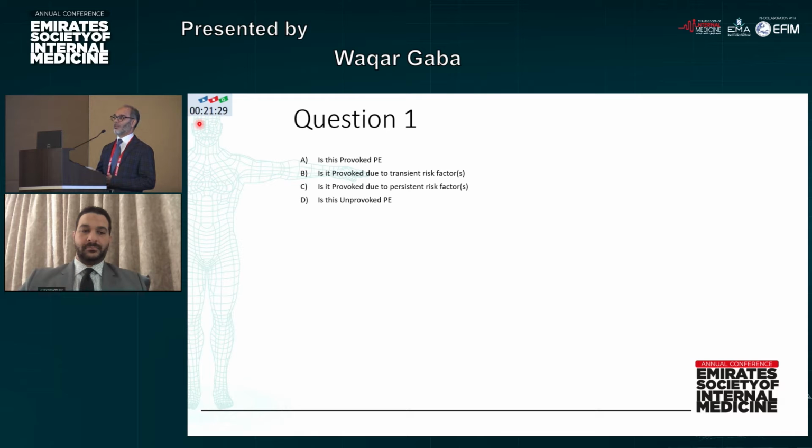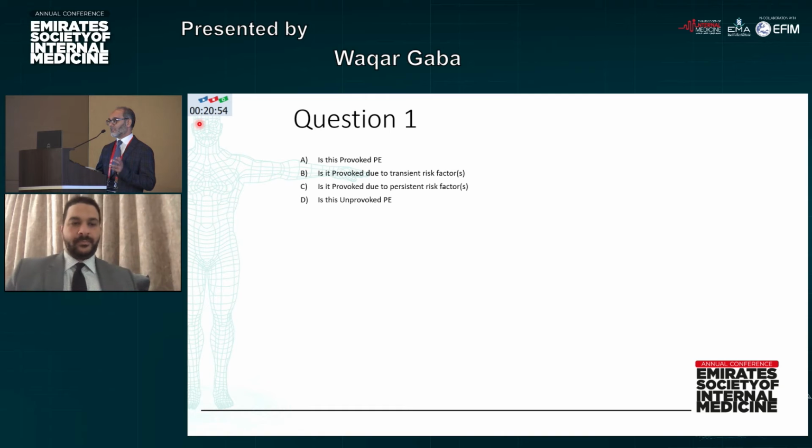So we have around 10, 15 people, okay? Who thinks this is provoked due to a transient risk factor? More than 50% feel that this is provoked due to a transient risk factor. Who thinks this is provoked due to a persistent risk factor? Okay, a couple of people. And who thinks this is unprovoked PE? Okay, so we'll come to the answer. This will be the theme of my talk today. We'll go through the 3 questions in total, not a lot, and we'll get the answers. So just keep this in mind.